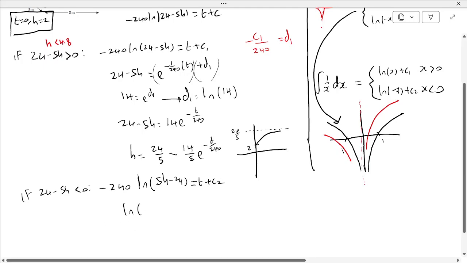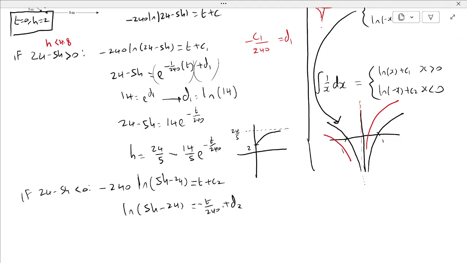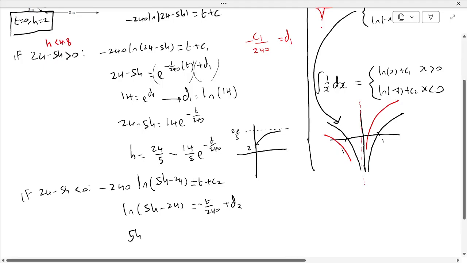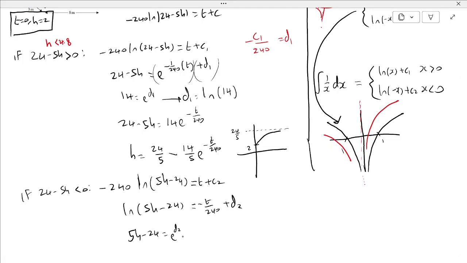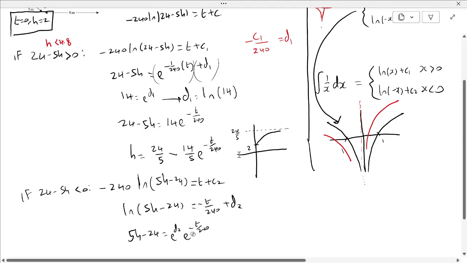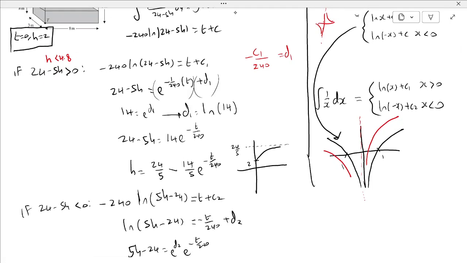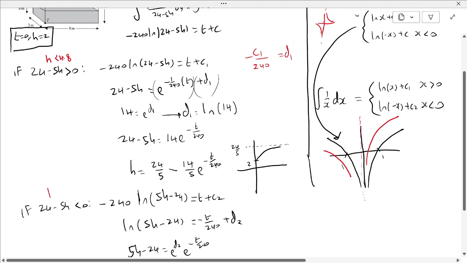Again, dividing, so I show that step again, where I divide the t by 240, but I'll just call this d2, just to rename a constant. And what do we get? We get e to the d2, which is like our constant, times e to the minus t over 240. And if you put the initial starting condition of t equals 2, well, that wouldn't make sense because we're saying we're in the case where h is greater than 4.8.